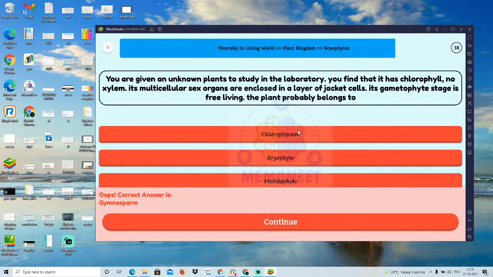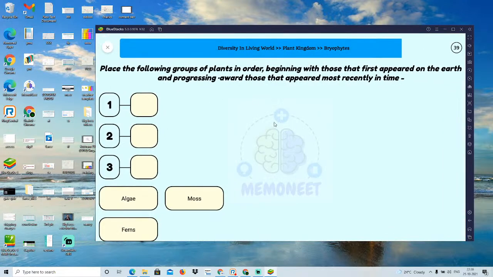I think it has some error here, or we got confused. See, the multicellular organs are enclosed in a layer of jacket cells. So this is not a quality of bryophytes. That's the reason why we got it wrong. Okay, we will talk about this in the next session. I will research about this.